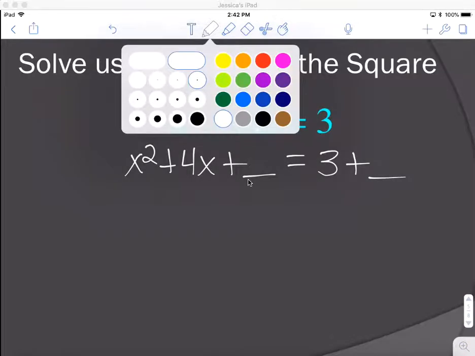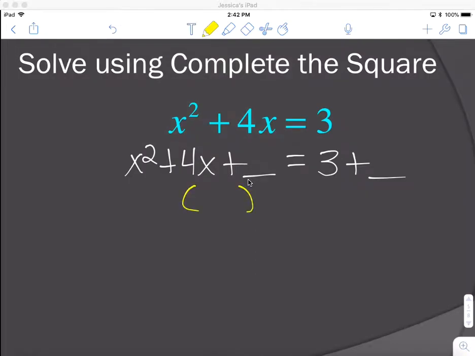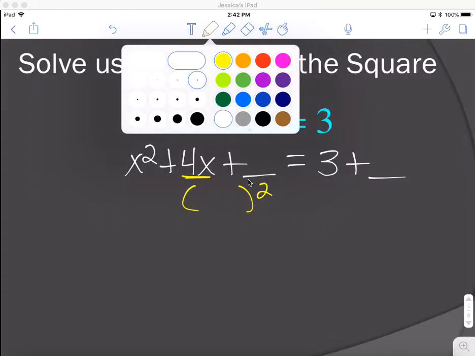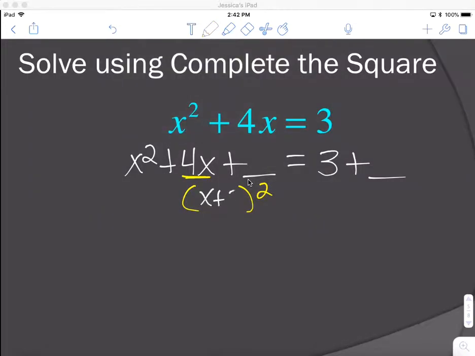From here, I am trying to write this as something squared. So I'm going to take half of 4. Half of 4 is 2. I'm going to write this as x plus 2. And 2 squared is positive 4. Whatever goes in the blank on the left has to match the blank on the right. Remember, you're following that pattern every time. Half of 4 is 2. 2 squared is 4.